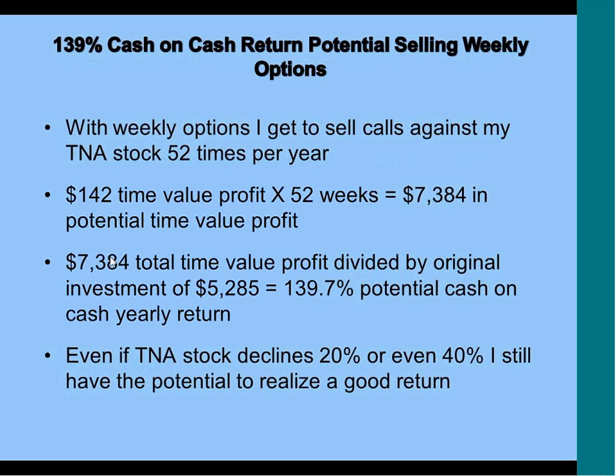And I roll this trade over every week, and I've been getting a similar premium each week with this trade. So even if TNA declines 20% or even 40%, I can still realize a profit with this trade. And again, this TNA had a 2-for-1 stock split since I made these slides. So you just have to keep that in mind. Right now it's trading around 49.